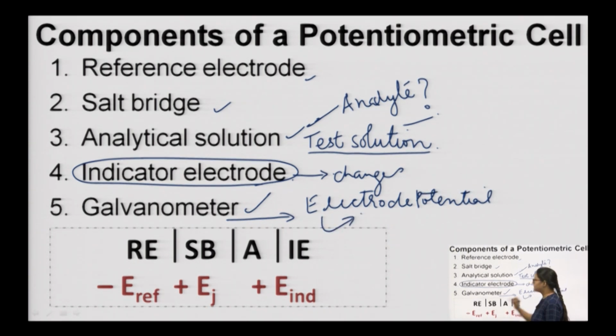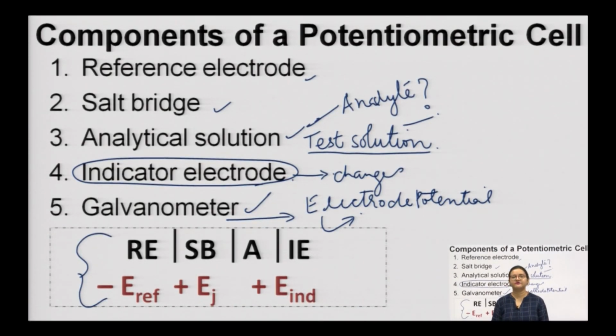Okay, this is the electrode potential, and these are the components in total as we all studied. So, that was all about potentiometric cell. Let me summarize it. Potentiometric cell comprises 5 components: reference electrode, salt bridge, analytical electrode, analytical solution, indicator electrode, and galvanometer. All the functions are being shown up there.